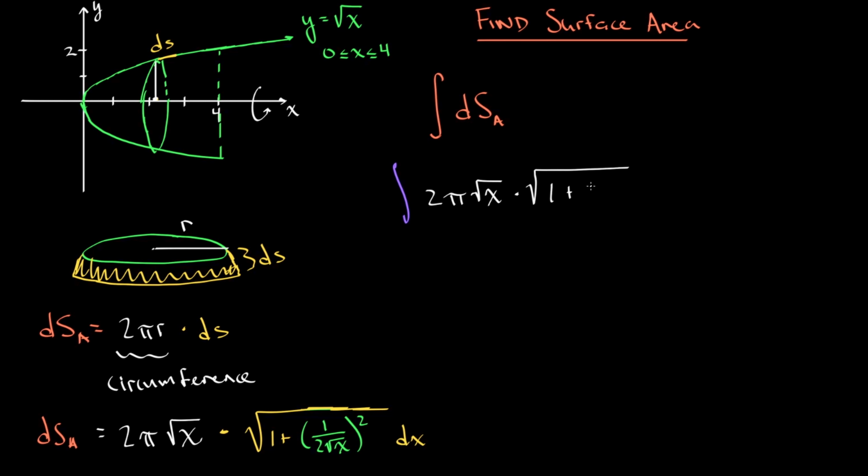So this is 1 plus 1 over, and then we have 4x right there. There we go, and then we still have dx. Now that we have this, we still need our limits of integration. We're looking at x from 0 to 4. There's our limits of integration. This right here is the definite integral that we need to solve.